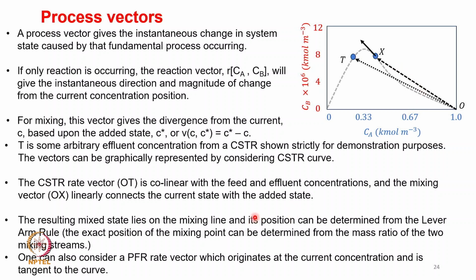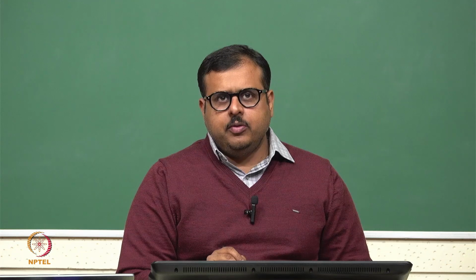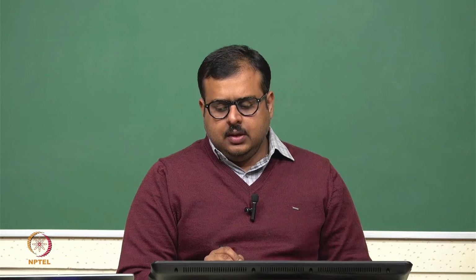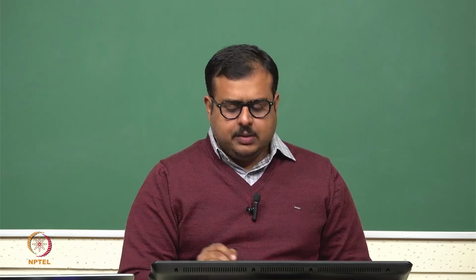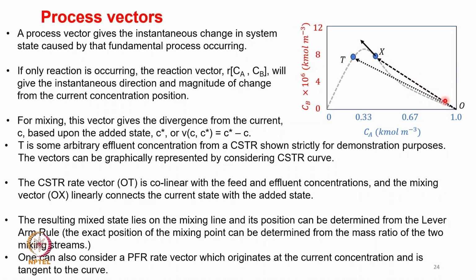So what is the lever arm rule? The lever arm rule is a method to find the exact position of the mixing point, by means of concentration, from the mass ratio of the mixing streams. So we will just keep the principle of the lever arm rule. I hope we would have learned this part in the mass transfer course. It just says that the exact position of the mixing point, which is somewhere here, you can compute by means of the lever arm rule.